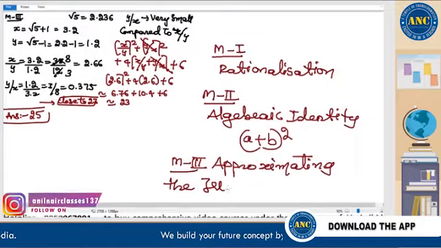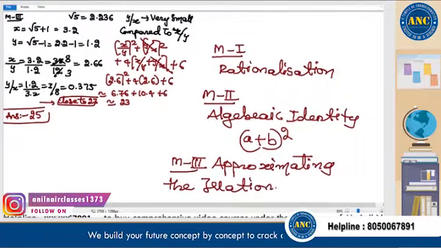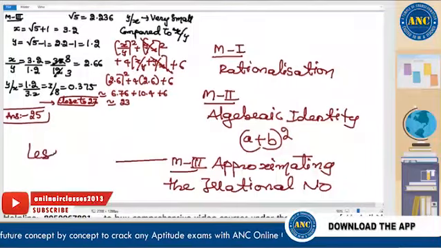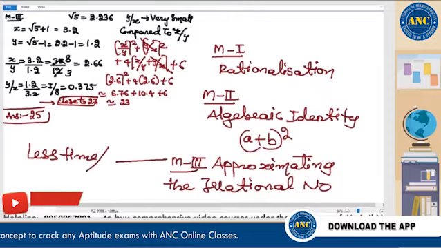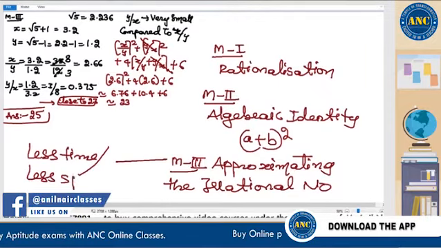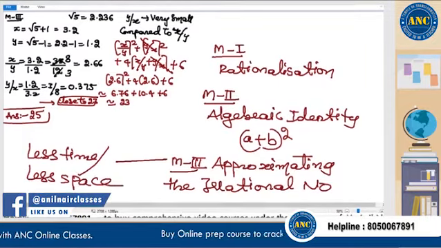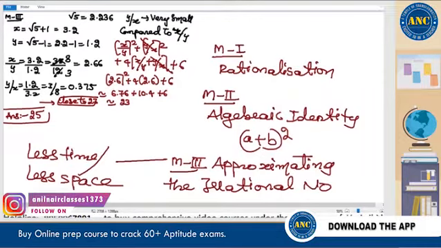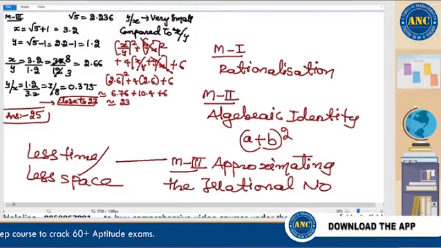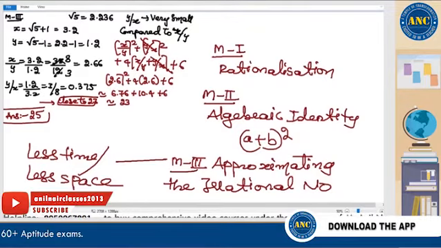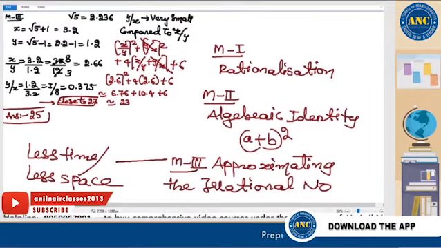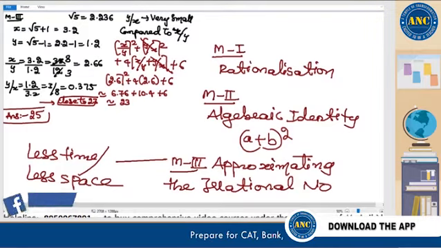Approximating the irrational number takes less time and less space. These are three methods. You can choose any method that comes into your mind. Method 1 is rationalization, method 2 is algebraic identity, and method 3 is approximating the irrational number. I hope it is clear, right?